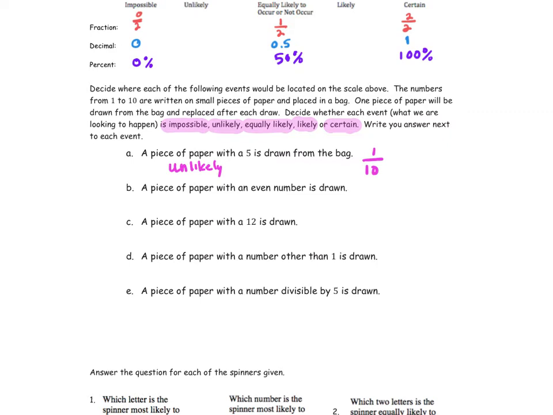Our next situation is a piece of paper, and remember, we're putting the papers back in after we draw. A piece of paper with an even number is drawn. So how many even numbers would there be in the bag? If you said 5, that's correct. So there's 5 even numbers out of 10. So would that be impossible, unlikely, equally likely, likely, or certain? If you said equally likely, you're correct.